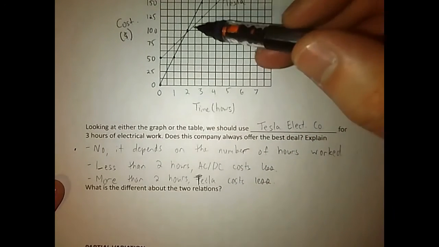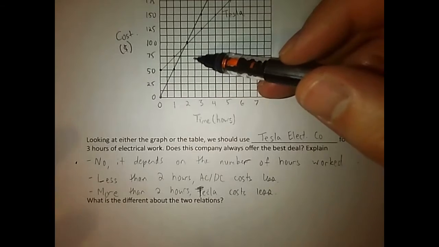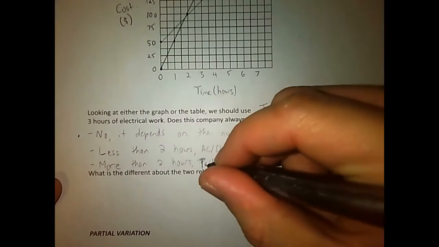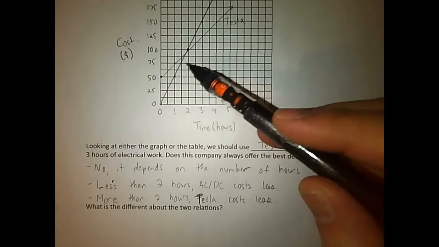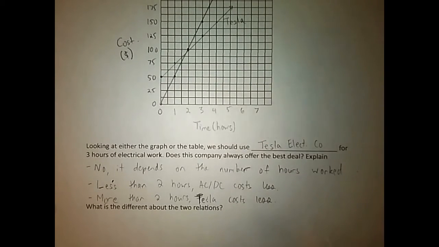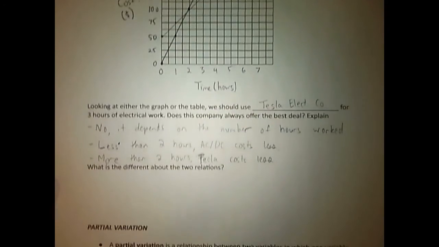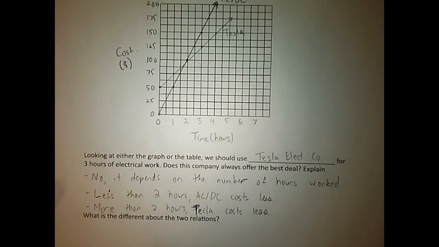You also know that at 2 hours, if you know it's going to be 2 hours of work, it doesn't matter who you call, maybe just whatever is more convenient. But less than 2 hours, AC/DC is cheaper, and then more than 2 hours, Tesla seems cheaper, or is cheaper. And what is different about these two relations? Well, which one is steeper?